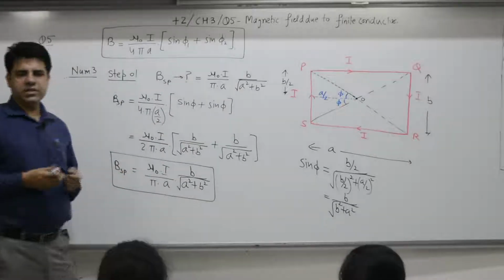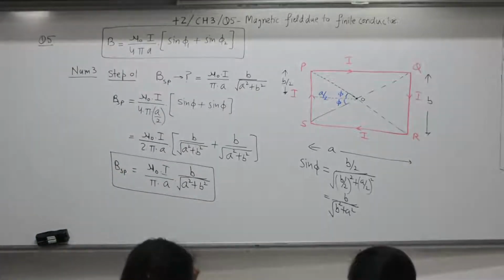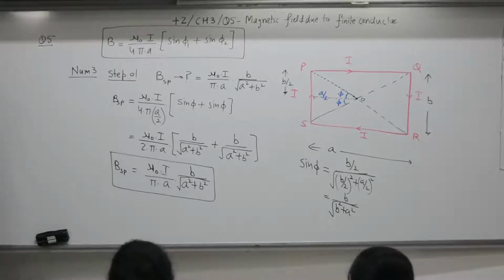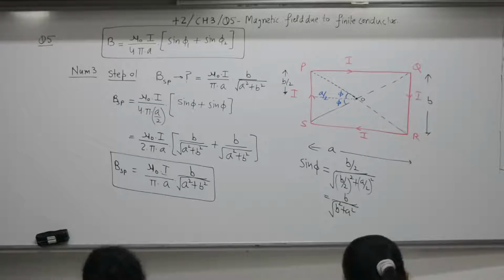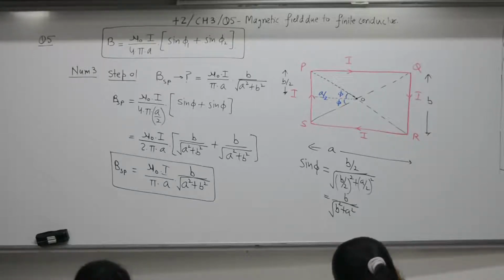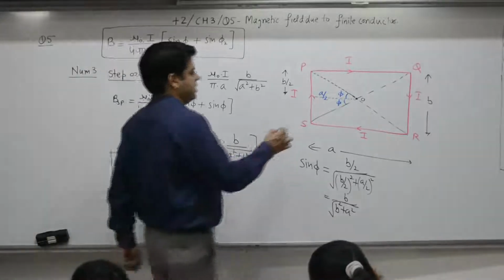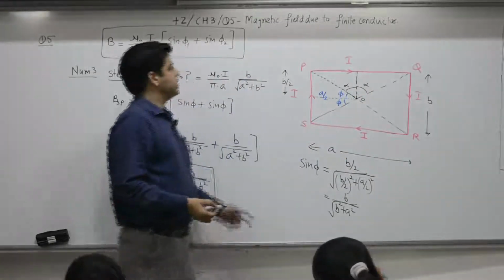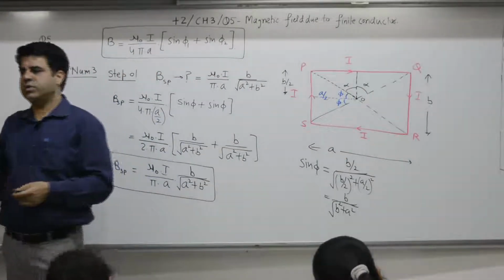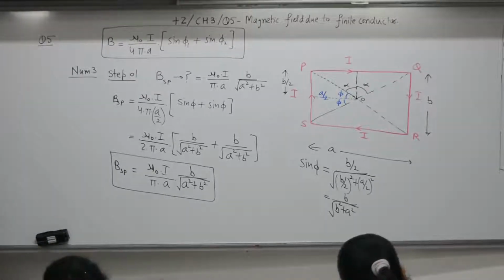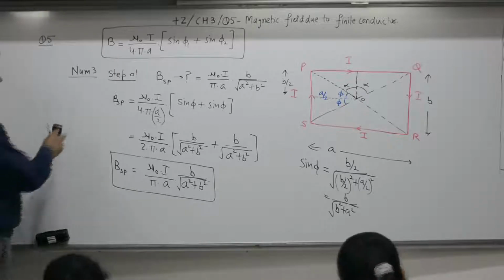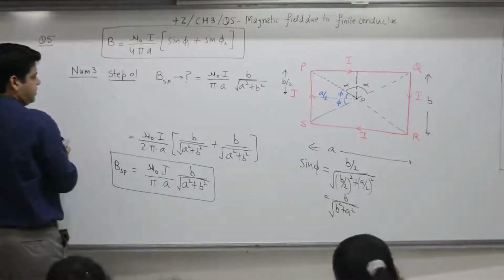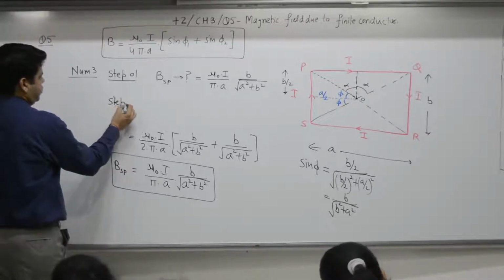How many of you are getting the same answer? Patience and effort, this is what is needed. Now try for PQ. Step 2, try for PQ. Let this angle be alpha. To help you, let this angle be alpha. Phi 1 is alpha and phi 2 is also alpha. Try. If this comes out right, that means you know how to do it. Step 2.